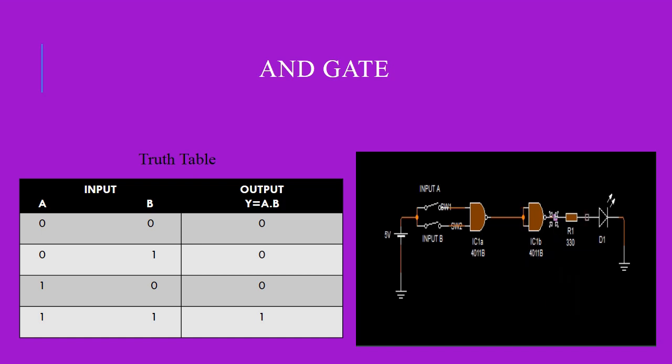From this output terminal we connect a 330 ohm resistor, and from here we connect an LED display. The P side is connected with this 330 ohm resistor. It is used to protect the LED display, and the negative potential of the LED display is connected with the ground terminal. So first condition, when input A is 0, input B is also 0.